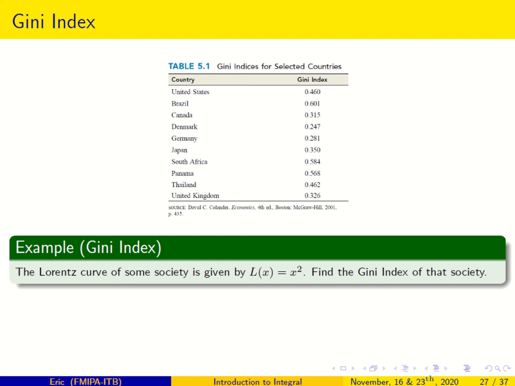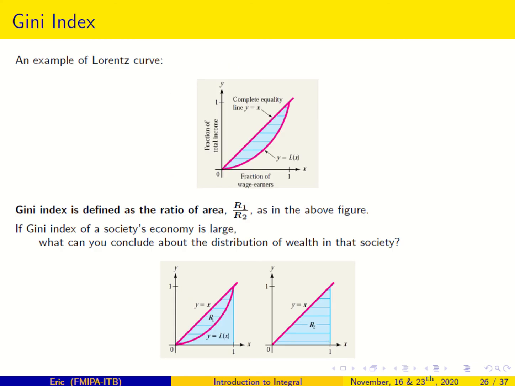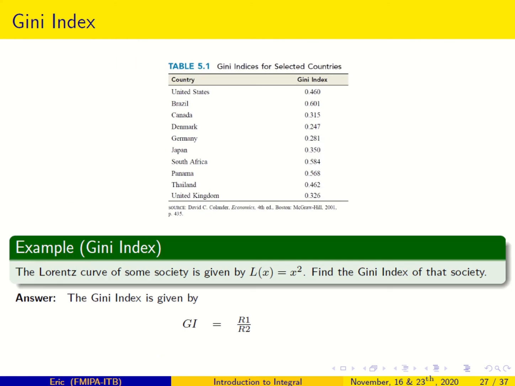Okay, so let's say that the Lorenz curve of some society is given by L(x) equals x squared. Find the Gini index of that society. The Gini index is R1 divided by R2. What is R1? Don't forget, when y equals x squared, the R1 is x minus x squared.